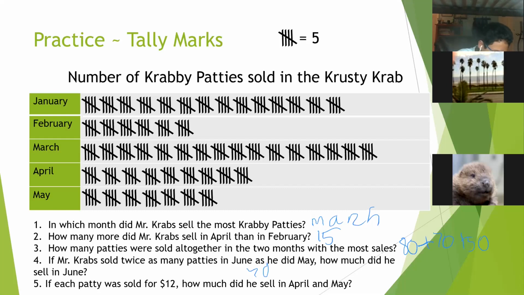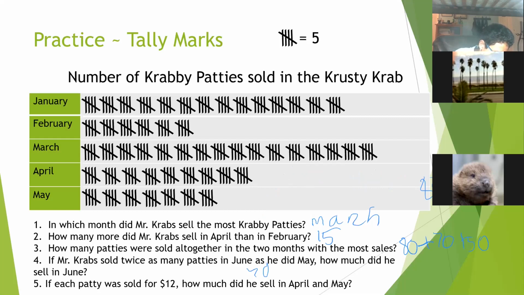So April has 9 tally marks, which means 45 patties. So we have 45 here. And May has 7 tally marks, which means 35 patties sold. And what we're going to do here is add them together. 45 plus 35 equals 80. And 80 is the total number of patties that was sold in both April and May.